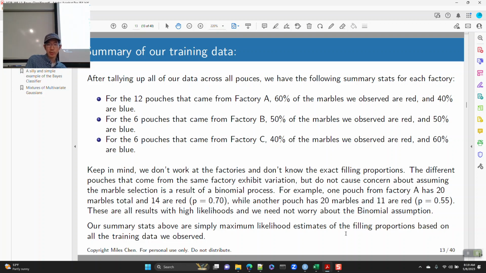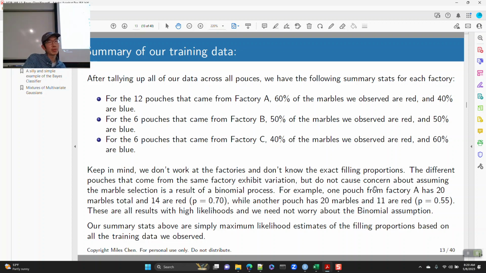Now, we don't work at the factories. We don't know the exact filling proportions. When you open up the bags, not every single bag is exactly 60% red and 40% blue. Some might be 62% red, and some might be 55% red, but overall you're getting something around 60% red. So I wrote, one pouch from factory A has 20 marbles, and maybe it's 70% red, and another pouch from factory A has 20 marbles and it's 55% red. This is fine, and there's nothing in here that violates our assumption that they're filled by some kind of Bernoulli process.